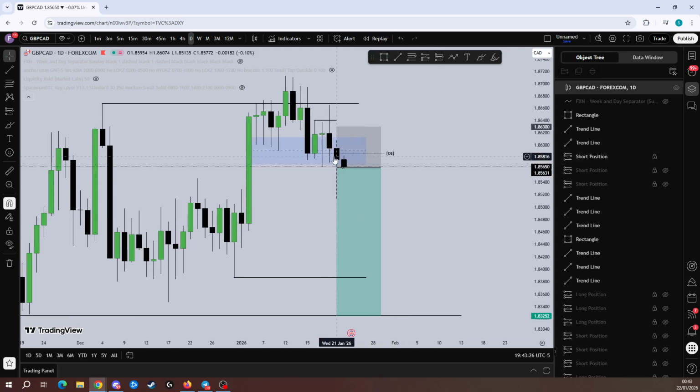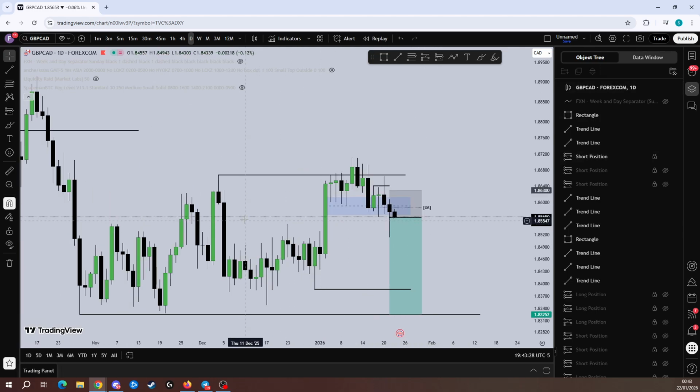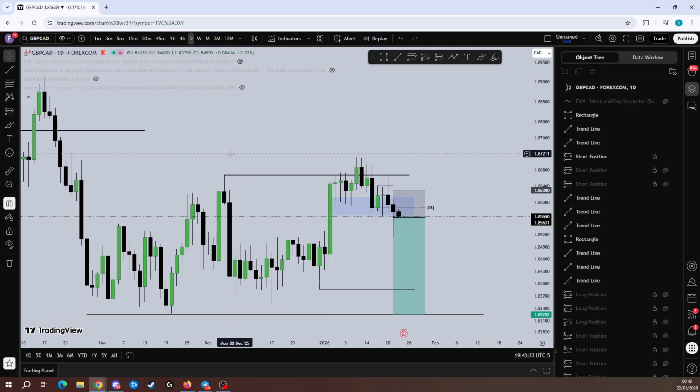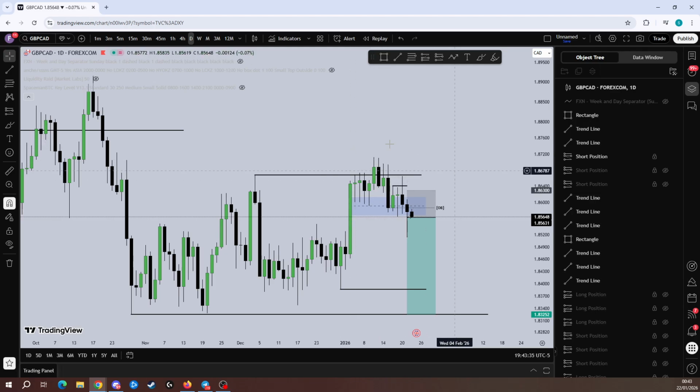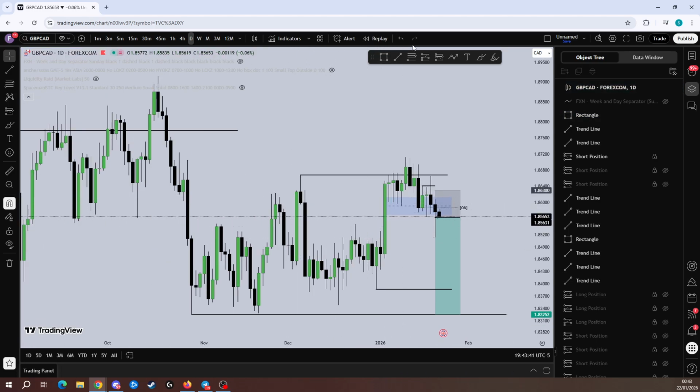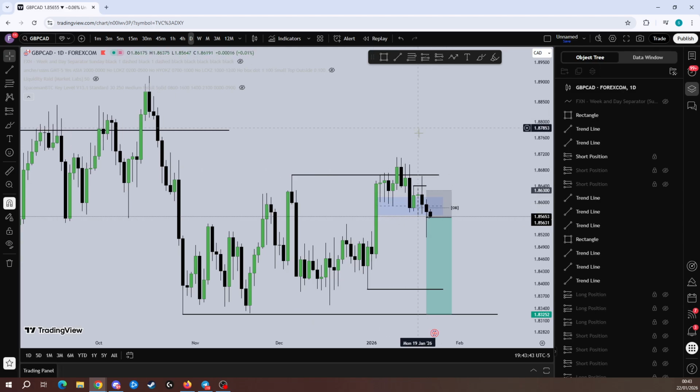So essentially, on the daily now, it looks a bit more conflicting. But after going over the higher time frame and the 4 hour, there's a clear narrative in why I'm expecting lower prices on GBPCAD, right?